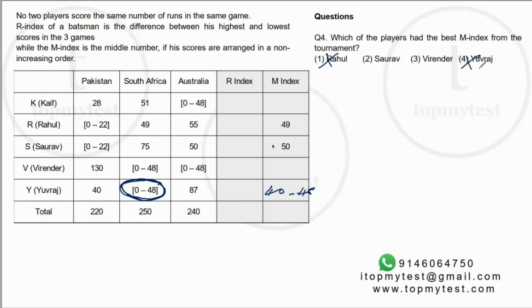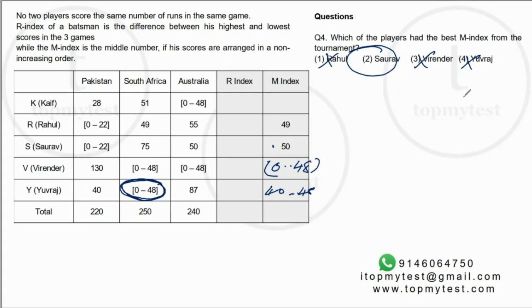So Yuvraj is out. Same will be the problem with Virendra. One of them is going to be the middle score. So 0 to 48 is going to be the middle score, or 1 to 48, because you probably cannot score 0 in both the cases. So Virendra also will definitely be lesser than Saurav. So option 2 will be our correct choice.